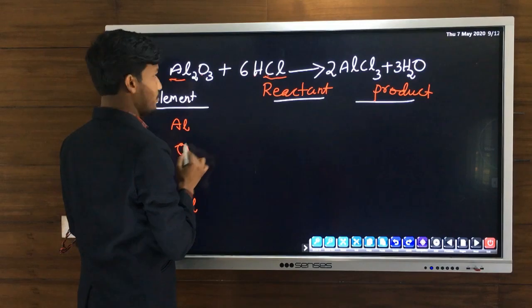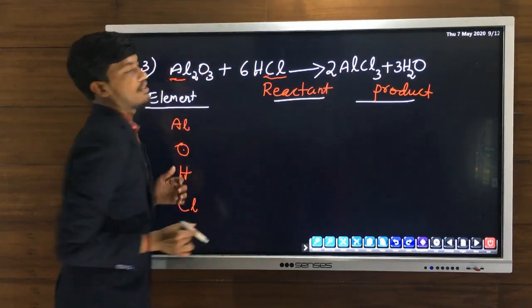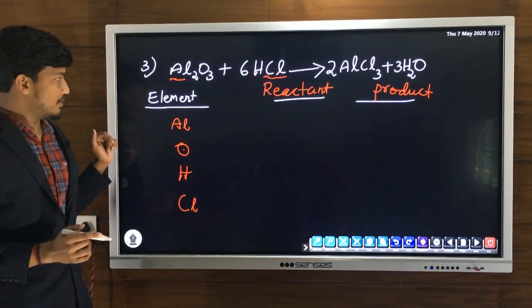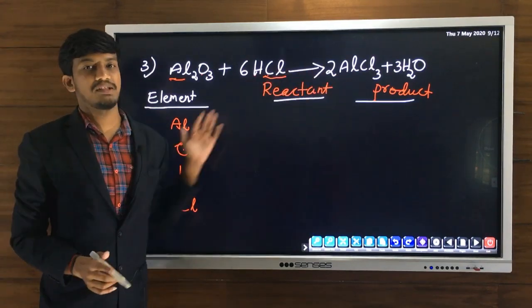Then the same elements will be present on the right side also. Al is there, then oxygen, then hydrogen, then Cl. So these are the 4 different atoms present in this equation. Now we will count the number of atoms on both the reactant and product side.